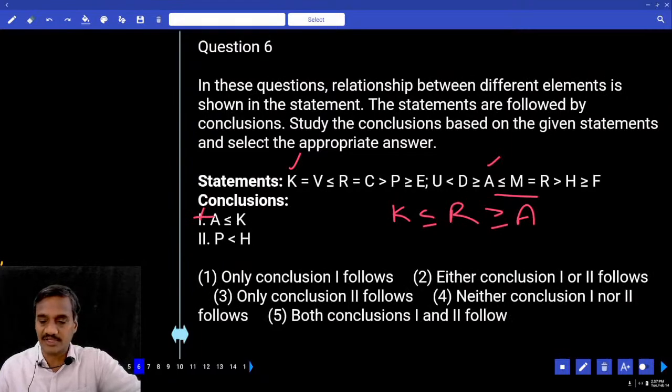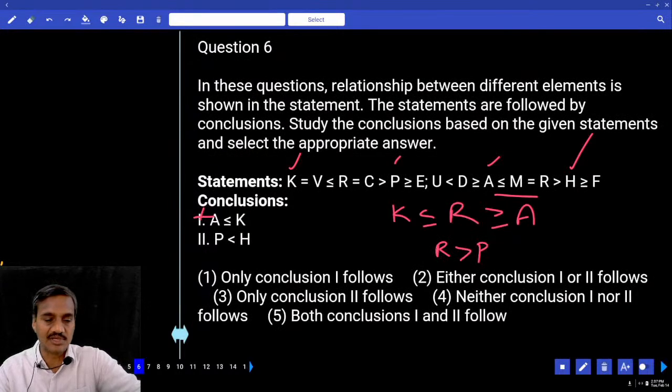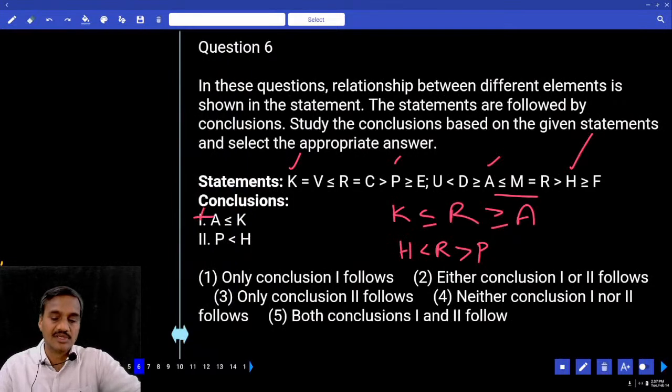And next one, P and H. The relation between P and H, H is here and P is here. Which element is common here? R. R is common, R greater than P, and at the same time here R greater than H. R greater than H means H lesser than R. Hence again between H and P, two opposite symbols. No relation can be drawn, so the choice for the sixth one.